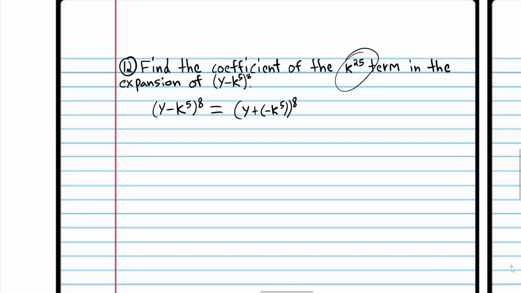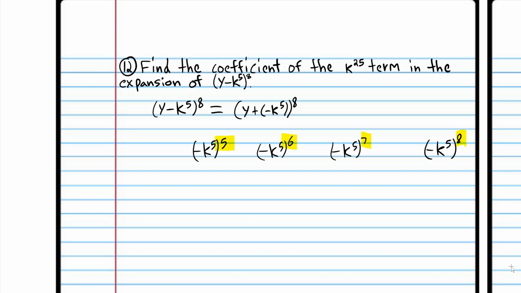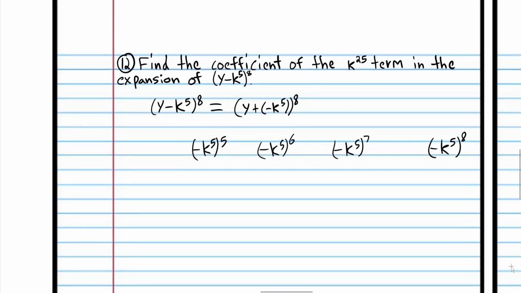We're looking for the k to the 25th term, so we'll start with negative k to the 5th raised to the 8th power, and negative k to the 5th raised to the 7th, negative k to the 5th raised to the 6th, and here we have the one that we're looking for, negative k to the 5th raised to the 5th. So if we use exponent rule number 5, we're going to get negative k to the 25th power. That's the term that we're interested in looking at.